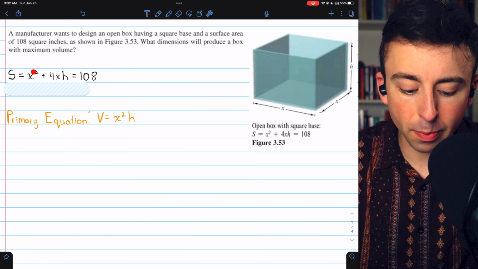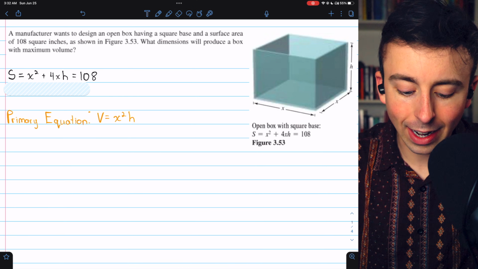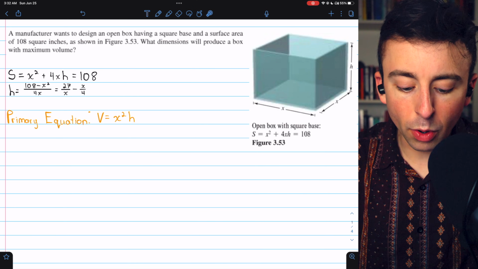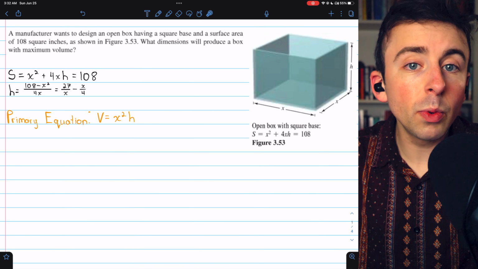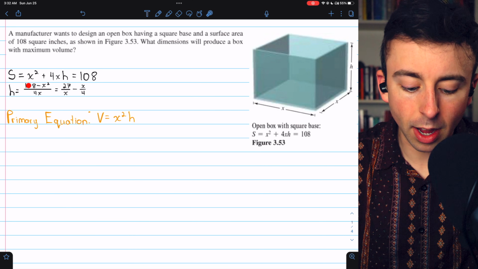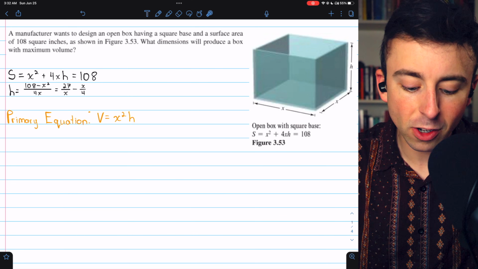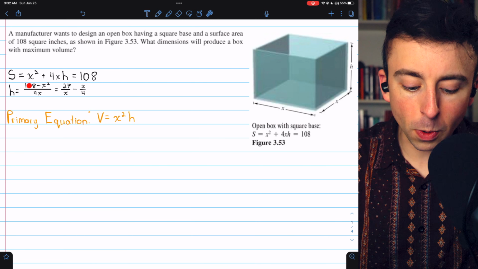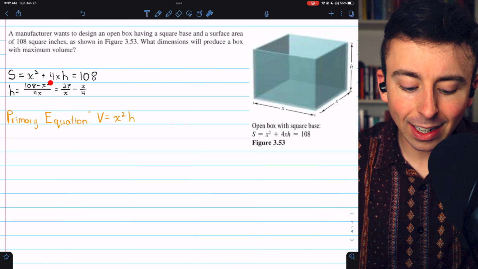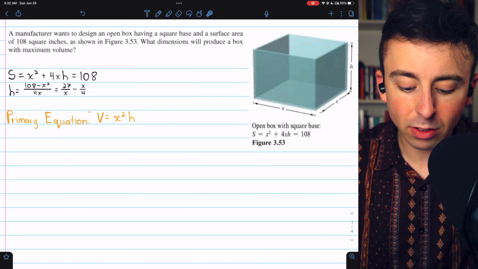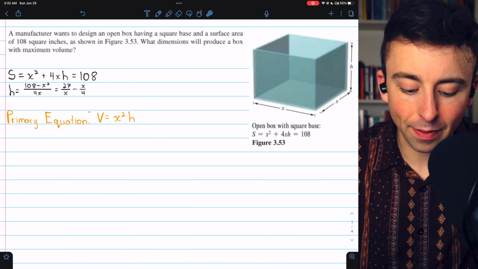To do that, we just subtract x squared from both sides, and then divide both sides by 4x. And that gets us here. When we subtract x squared, we get 108 minus x squared. And then when we divide everything by 4x, it becomes 108 minus x squared divided by 4x. And then we just have h on the left side. 108 divided by 4x is 27 divided by x. And x squared over 4x is just x over 4 because a factor of x cancels out. And don't forget we have that negative.